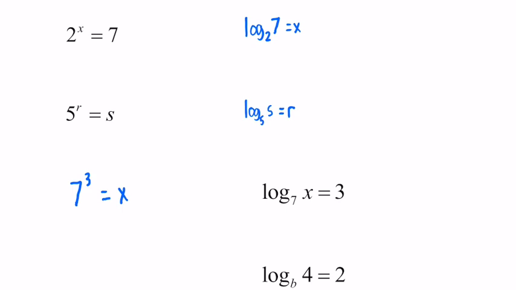Or for the logarithm base b of 4 equals 2. The base stays the same, it would be b. The answer of the log equation is the exponent of the exponential equation, so that would be 2. And we would have b raised to the second equals 4.